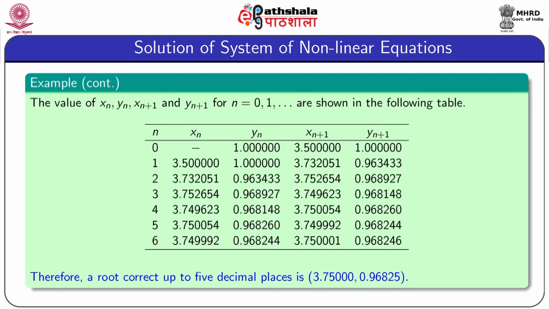So, this is a root correct up to 5 decimal places, and the number of iterations used in the Seidel method is 6, and the number of iterations used in the fixed point iteration method is 11. So, for the same example, we have seen that the Seidel iteration method gives a more rapid convergence scheme than the fixed point iteration scheme. Two iterative methods, the first one called fixed point iteration and the second one called Seidel iteration method, are described to find a root of a system of nonlinear equations, particularly a pair of nonlinear equations.